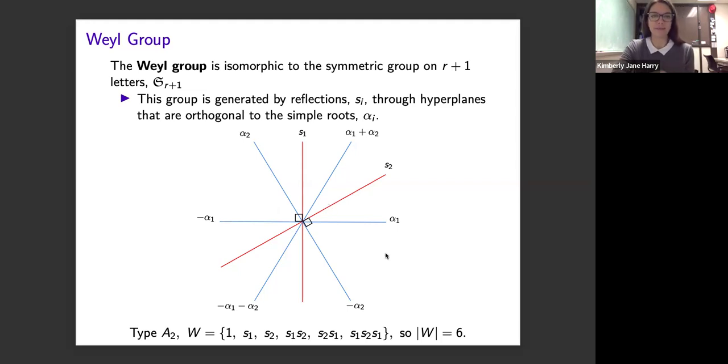And so notice that I have them listed out below, all the elements in the Weil group here. Of course the identity is always there, and then we have our single S's, and then some multiplication of S's, and these are reduced words in the Weil group. And no surprise here, I know that the cardinality of this group in this example is 6, because we said it was isomorphic to the symmetric group on r+1, so 2 plus 1, which is S3. So we know that the cardinality of the symmetric group on 3 is 6. So we'll be looking at the Weil group quite a bit today.